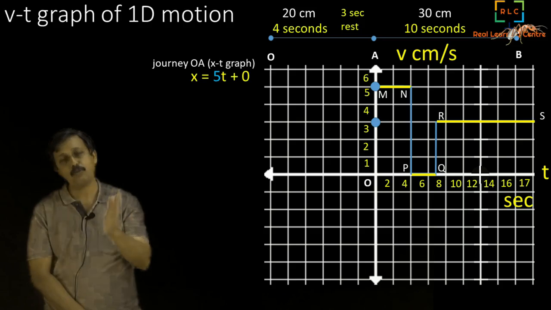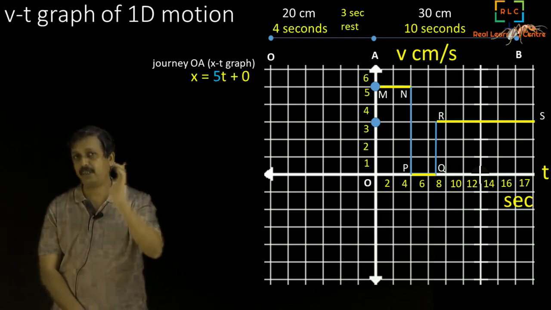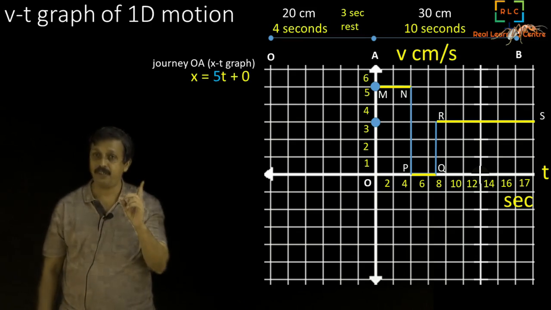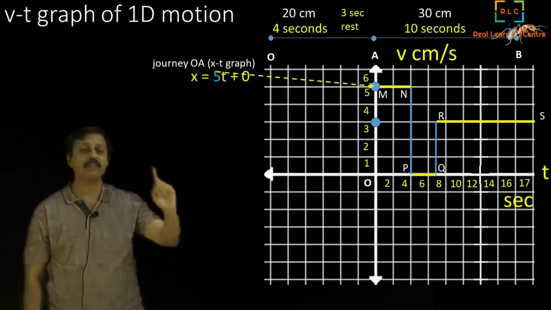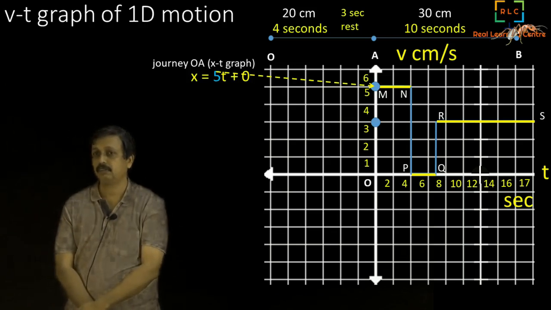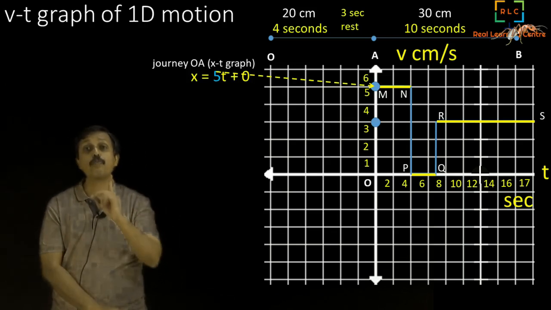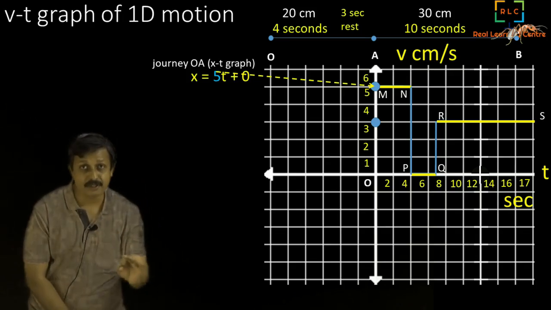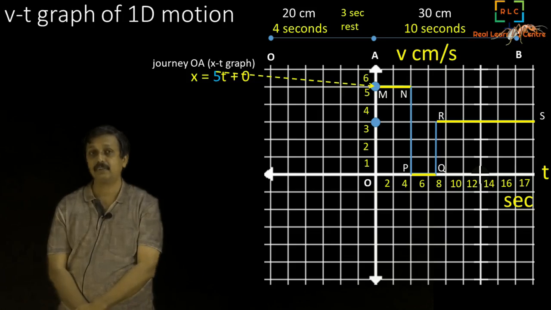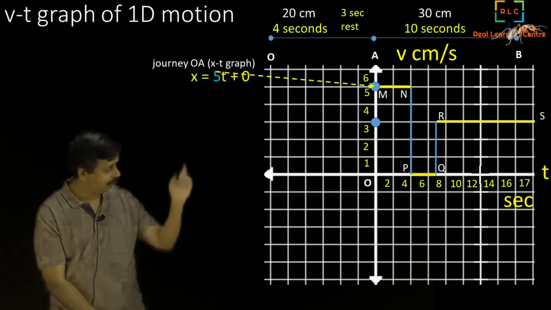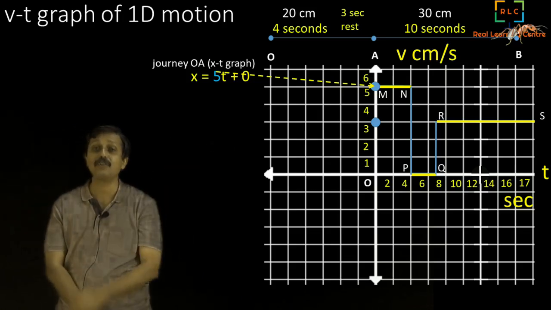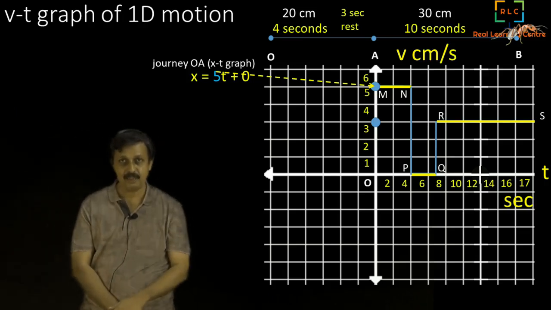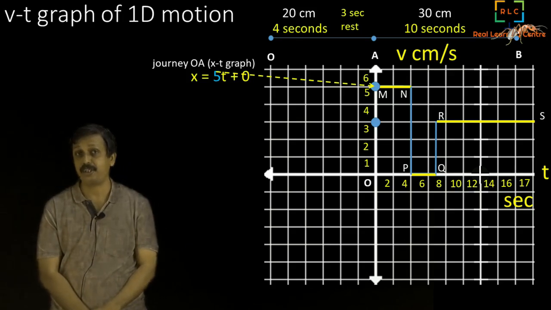Okay, so in the journey from O to A, the XT graph had a slope of 5. Whatever slope it had, here that 5 is actually the velocity. Velocity is nothing but the slope of the XT graph. Remember that. Velocity is always the slope of the XT graph. So the slope of the XT graph was 5, and hence the velocity is 5. So you can find the slope of any XT graph line and know what its velocity is at that point in time.